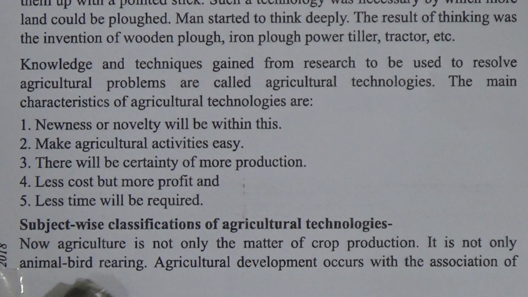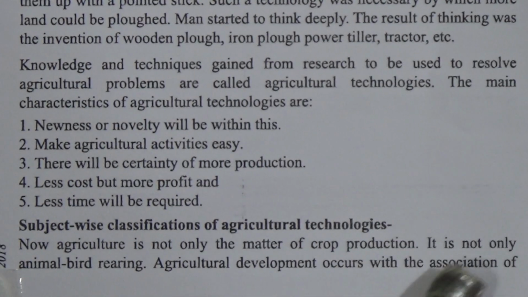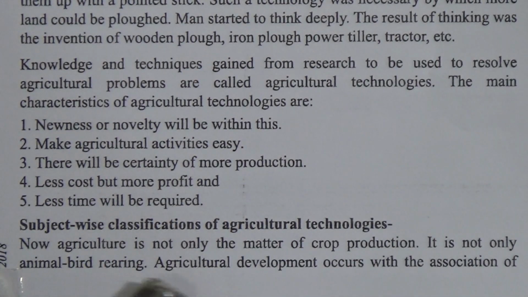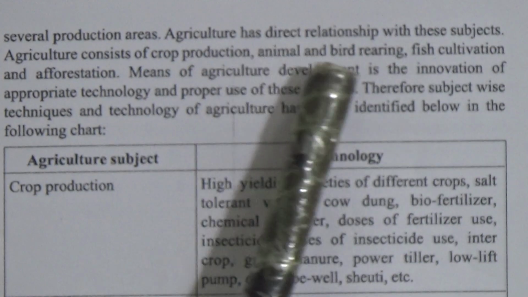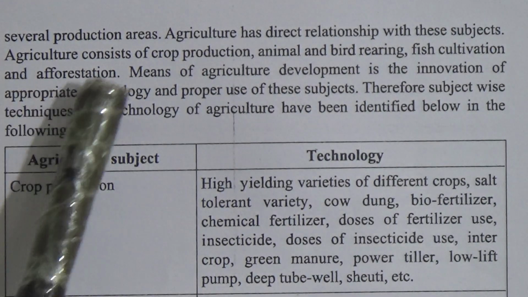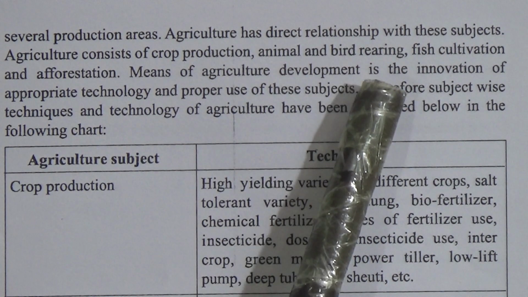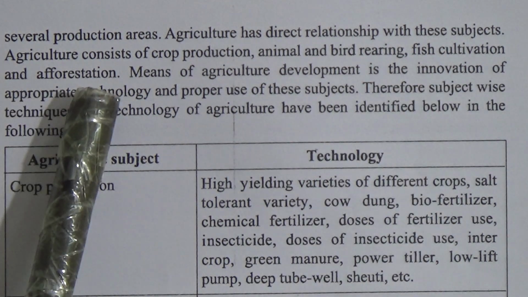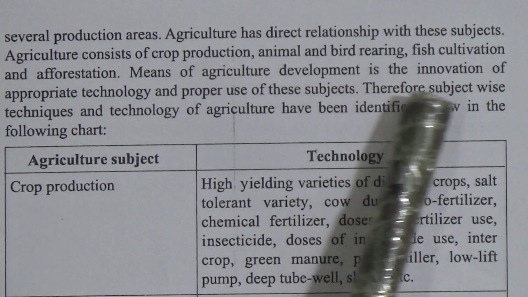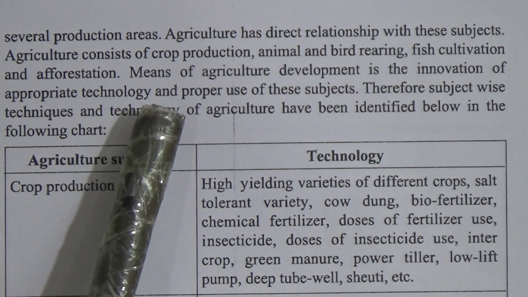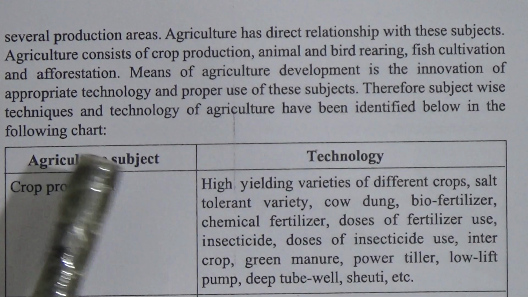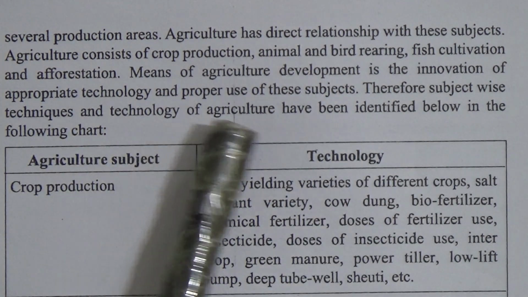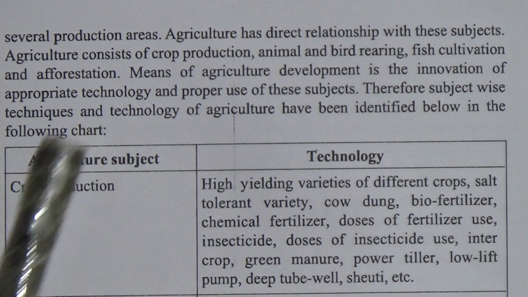Subject wise, agriculture is not only the matter of crop production, it is not only animal and bird rearing. Agricultural development occurs with the association of several production areas. Agriculture has a direct relationship with this subject. Agriculture consists of crop production, animal and bird rearing, fish cultivation and afforestation. The means of agricultural development is the innovation of appropriate technology and proper use of this subject. Therefore, subject wise techniques and technology of agriculture have been identified in the following chart.